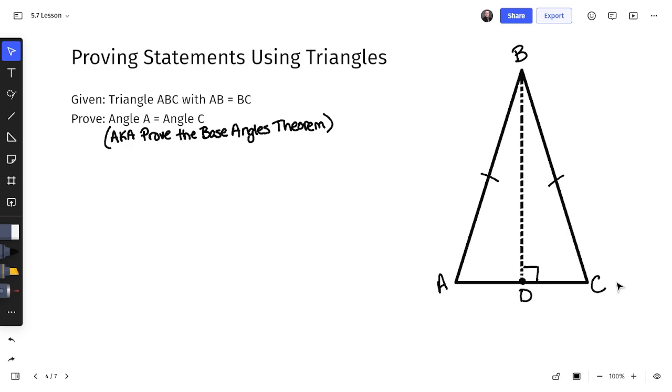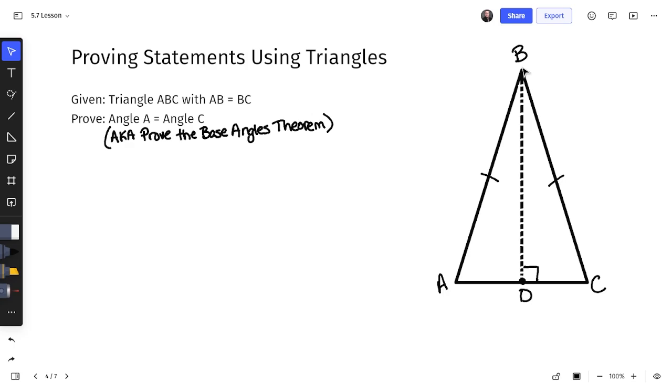And I've added one more feature to this triangle that's going to let us do that. I've created a segment, DB, that is perpendicular to side AC and goes through point B at the top. That separates triangle ABC into 2 right triangles.